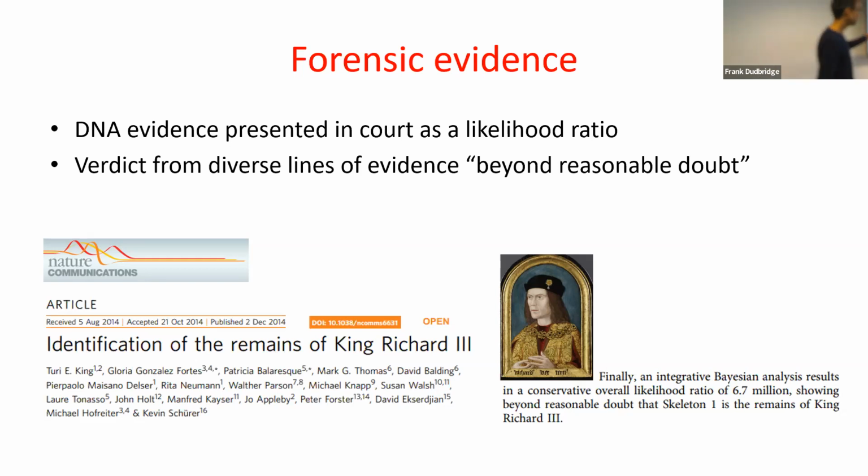And a kind of accessible application of that, and I can give a mention to my colleagues in Leicester here, this isn't a criminal case, but this is the identification of Richard III. So, lots of different analyses of different types of data, and in the end, they get a likelihood ratio of 6.7 million. Now you don't form a conclusion from that, but you can say that that's strong enough to overcome any reasonable doubt you might have about it being Richard III.